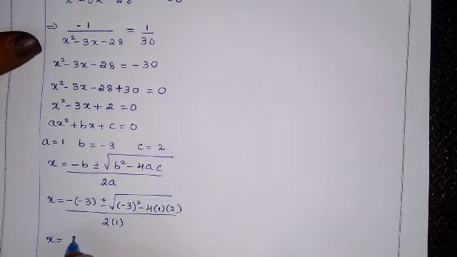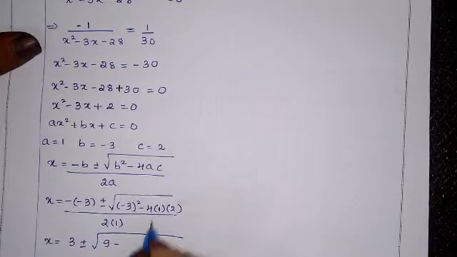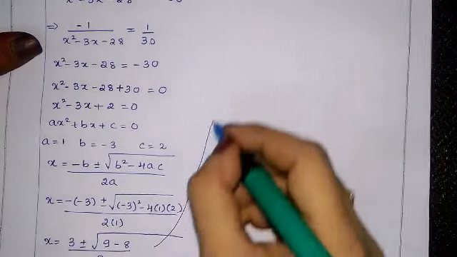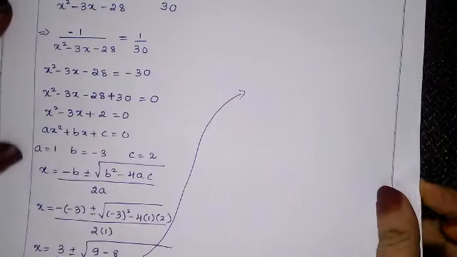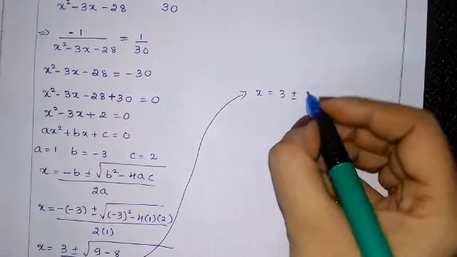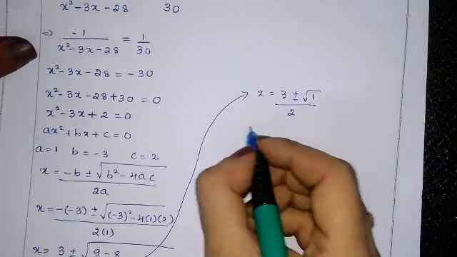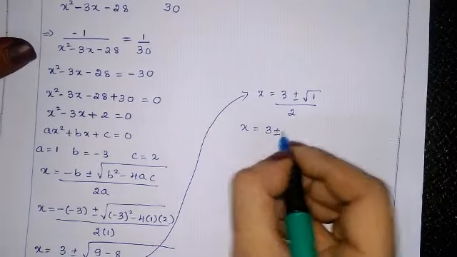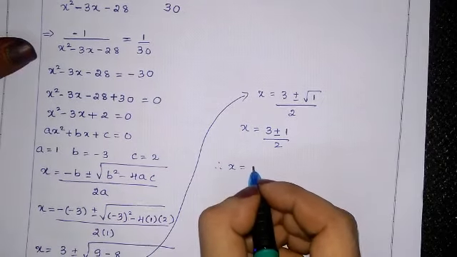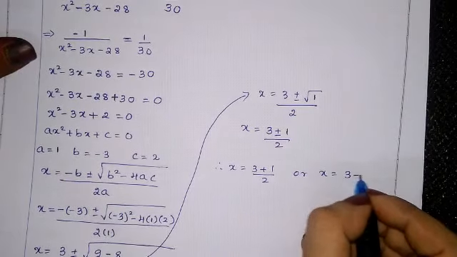Minus minus plus 3 plus or minus root of 3 squared is 9, minus 4 twos are 8, upon 2 ones are 2. Continue, I will do here. So the next step, x is equal to 3 as it is, plus or minus root 1, upon 2. Root 1 is 1 only. So x is equal to 3 plus or minus 1 upon 2. Therefore x is equal to 3 plus 1 by 2, or x is equal to 3 minus 1 upon 2.